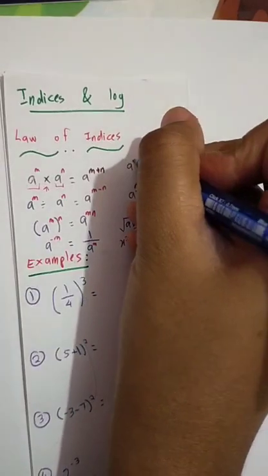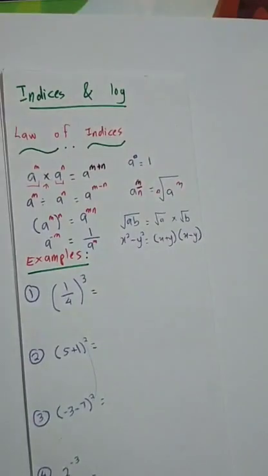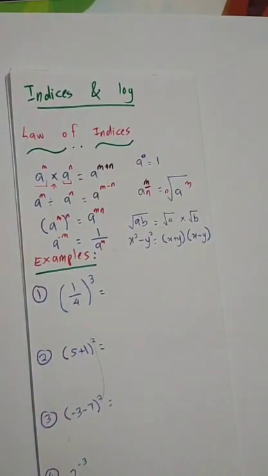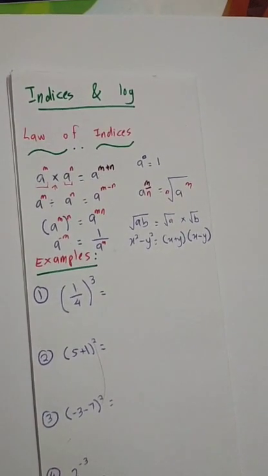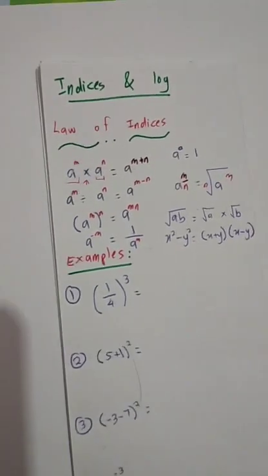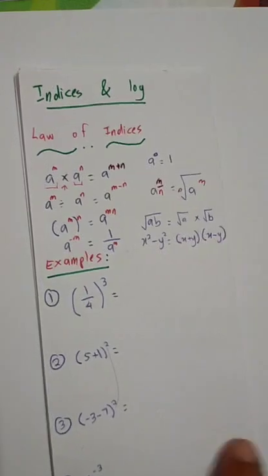Then next, if you have a power of 0, you will get 1. So any number to the power of 0, the answer is 1. If you put 100 to the power of 0, it will be 1. 1000 to the power of 0, it will be 1.